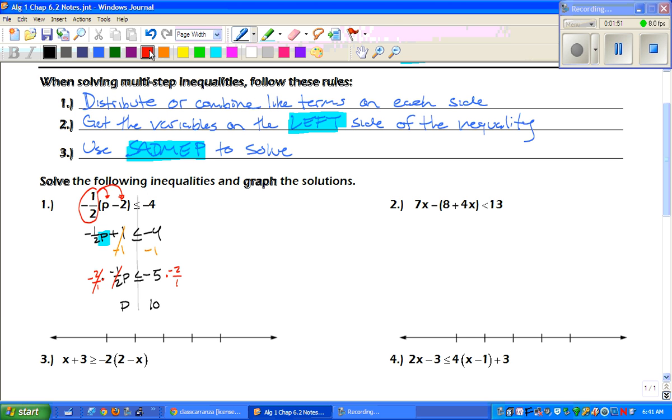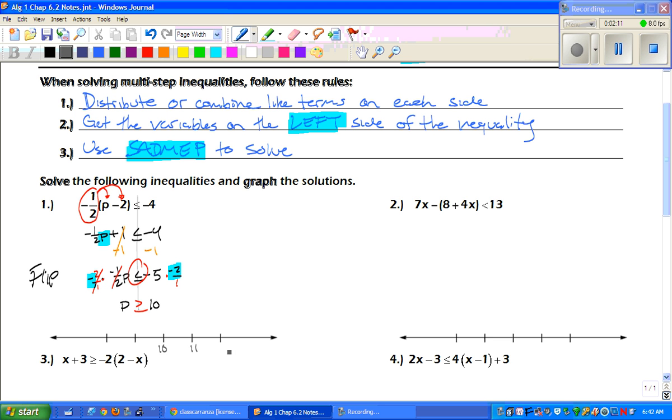This equals 10. What did I just multiply by? A negative, so that means that we have to flip the sign. And there we go. So p is greater than or equal to 10.